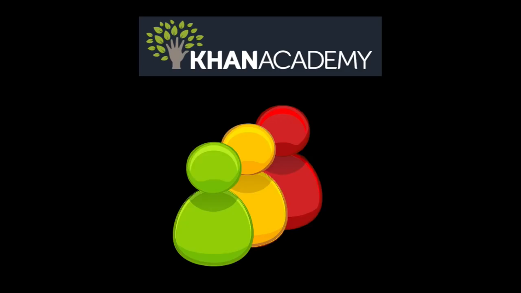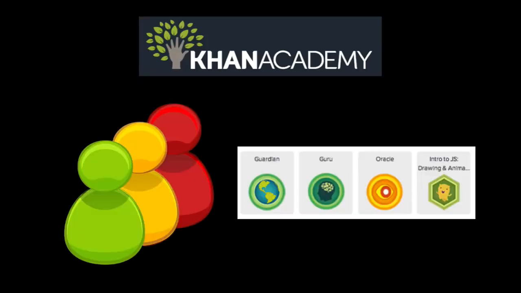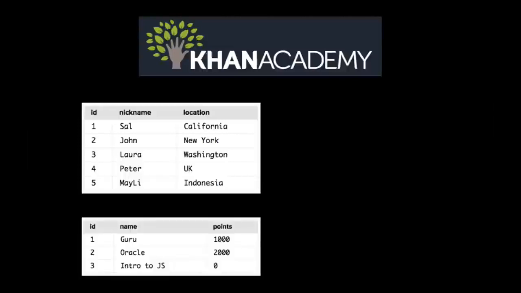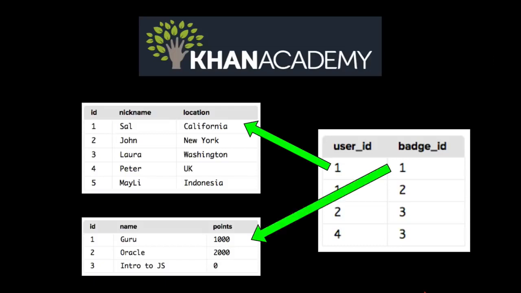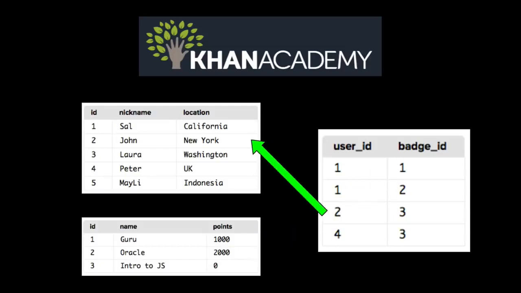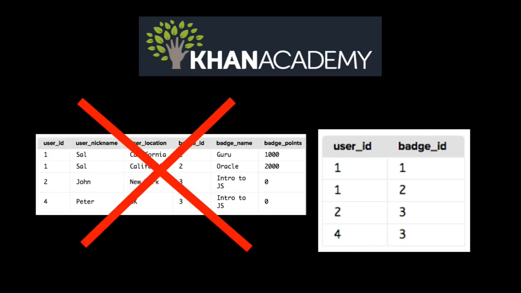For example, to store data about Khan Academy users, we'd have a users table with a row for each user and columns for properties like their nickname and location. Relational databases make it particularly easy to form relationships between tables. For example, in order to store Khan Academy users and their badges, we might have a users table and a badges table, and then a user badges table to remember which users earned which badges, just by mapping user IDs to badge IDs. That's a more efficient form of storage than having to repeat everything about the user and everything about the badge in the user badges table.